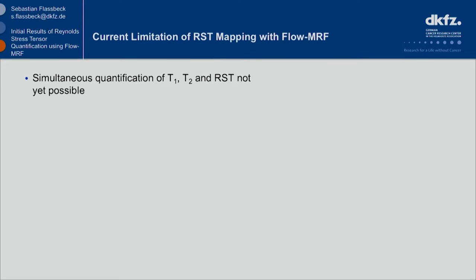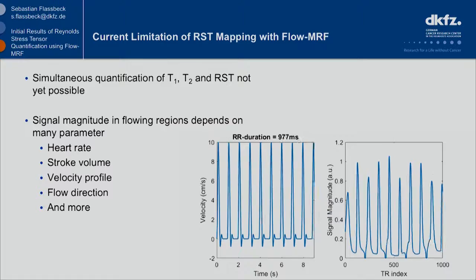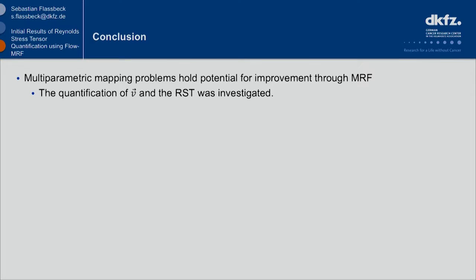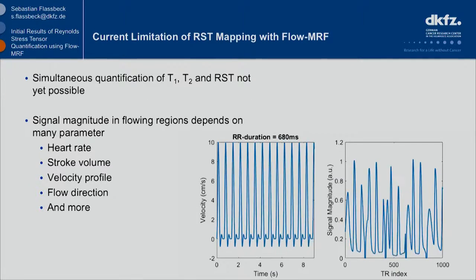But there's one problem. We can't quantify relaxation times and the Reynolds stress tensor at the same time, because those are both quantities which depend on the magnitude variation of the magnetization, and we eliminated it by fixing the flip angle, because if we were to use a variable flip angle, the problem is the signal in flowing regions is really hard to describe on a quantitative level. Just if we look at the signal change as a function of the heart rate, then you can see that this signal is fairly difficult to describe, and there are lots of other parameters which also play into this. And so if we don't know the baseline, then it's really hard to know what the additional dephasing of the Reynolds stress tensor is.